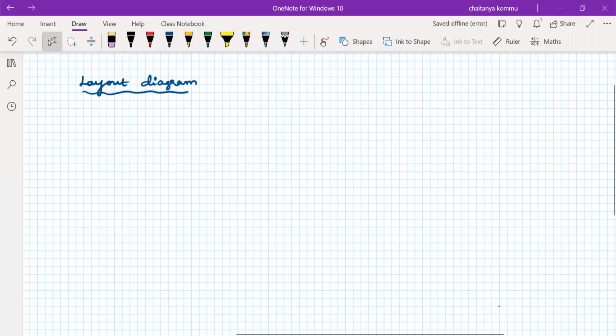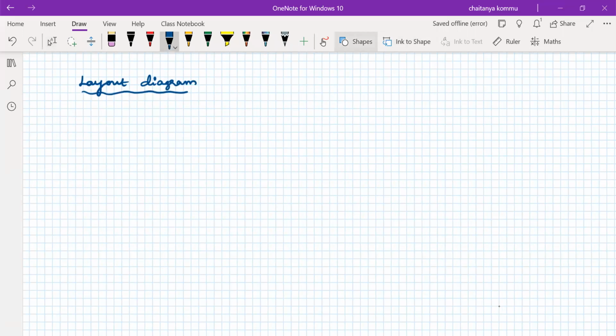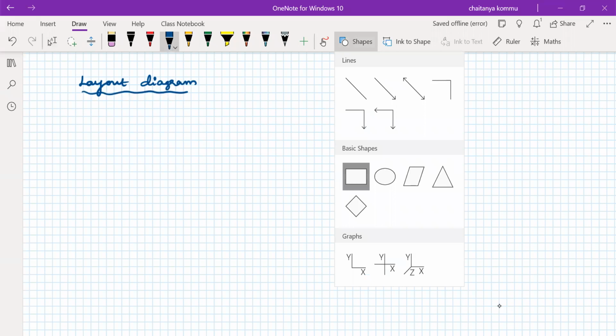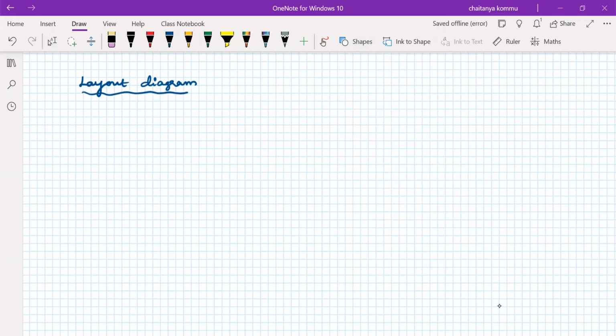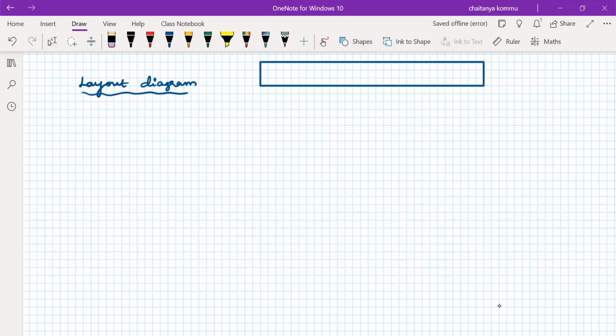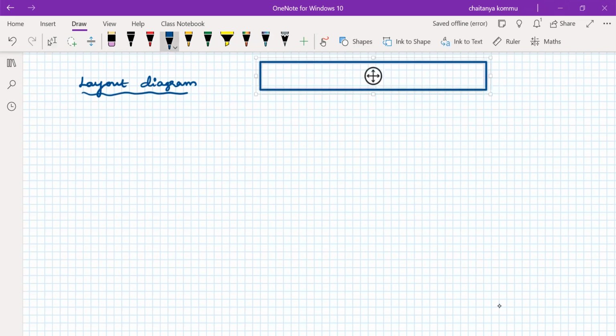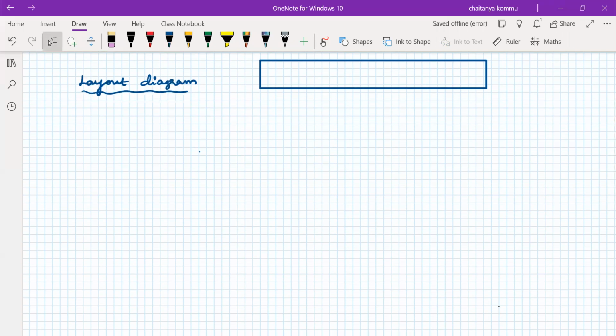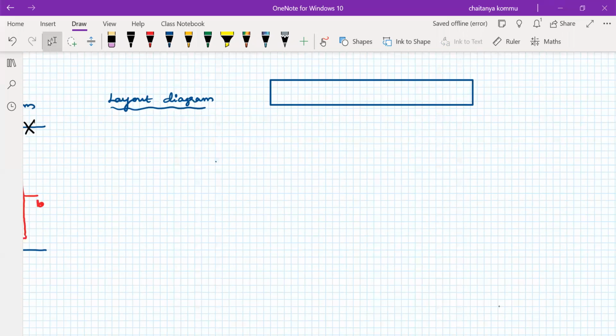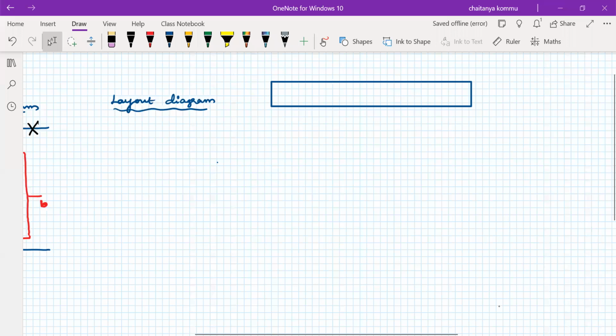I'm going to draw the stick diagram layout diagram here. For that, I want to consider the 4 lambda by 4 lambda thickness. VDD I have used here. Another line I also have to use for the sake of showing all these things, I'm using this one.